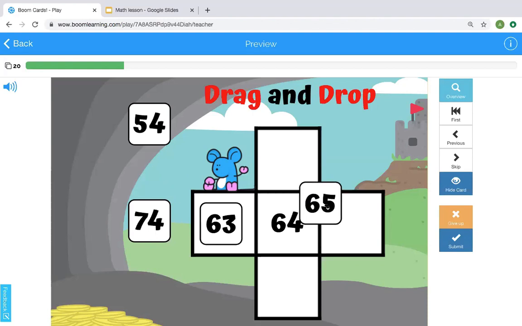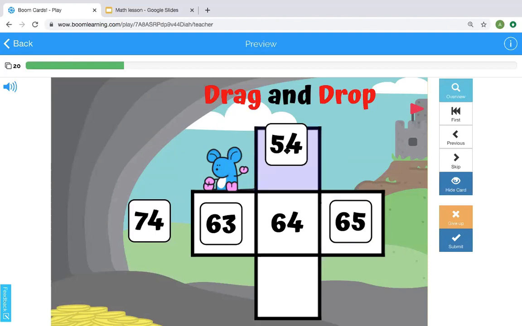65. That's correct. All right, now we're going to do 10 more and 10 less. So, what is 10 less than 64? Is it 54 or is it 74? Is it 54? It's 54. That's correct. Okay, now what is 10 more than 64?